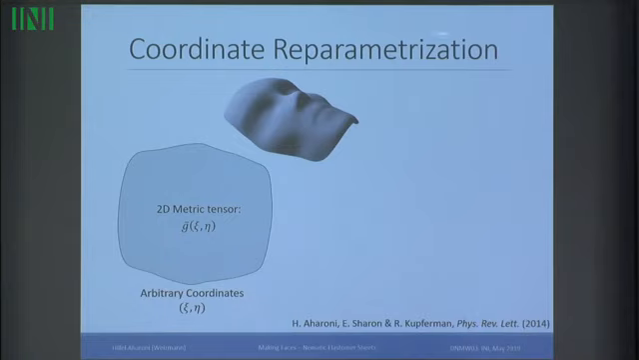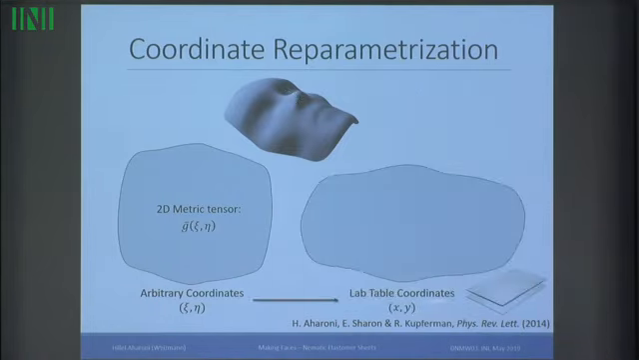So, okay, why am I talking about coordinate reparametrization? When I'm given a target geometry that I want to reproduce, typically it's given in some coordinates. Let's call them psi and eta. These are completely arbitrary coordinates. And in those coordinates, I'm given a two-dimensional metric tensor, which tells me what exactly is the geometry that I'm trying to make in these coordinates. And what I'm looking for is a transformation from those coordinates to my lab table coordinates, the Cartesian coordinates of the table on which I'm actually going to make the nematic elastomer eventually.